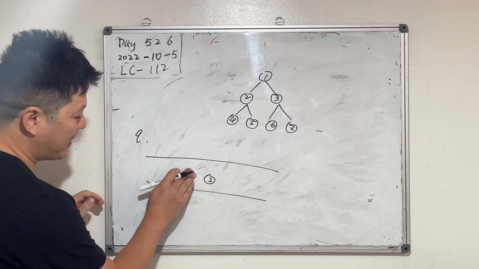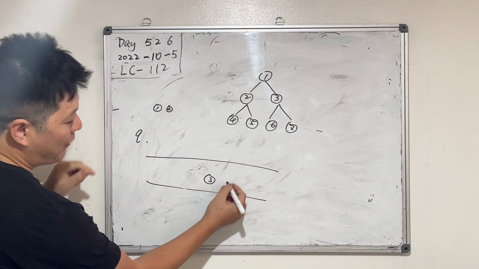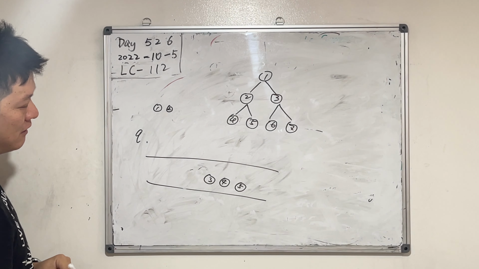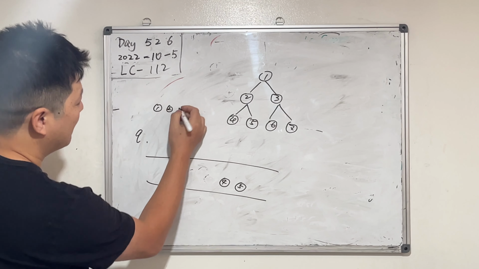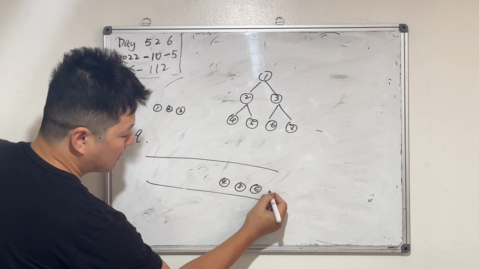2, yeah, on the left hand side. So now what are the kids of 2? 4, 5. Okay, I push them back to the queue. What's the next to take out? 3. What are the kids of 3? 6, 7. 6, 7. Put them in.